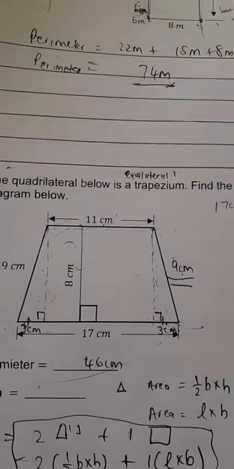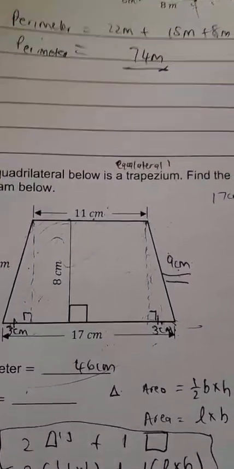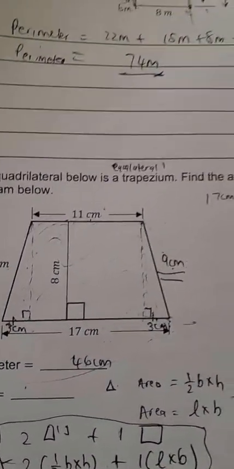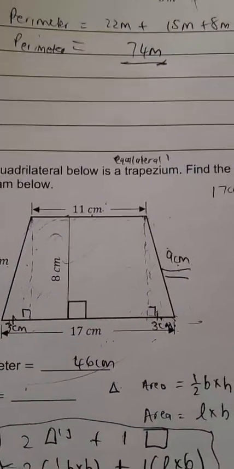So parallel lines, they never meet. Parallel lines are not equal per se. Parallel lines are just lines that never meet.